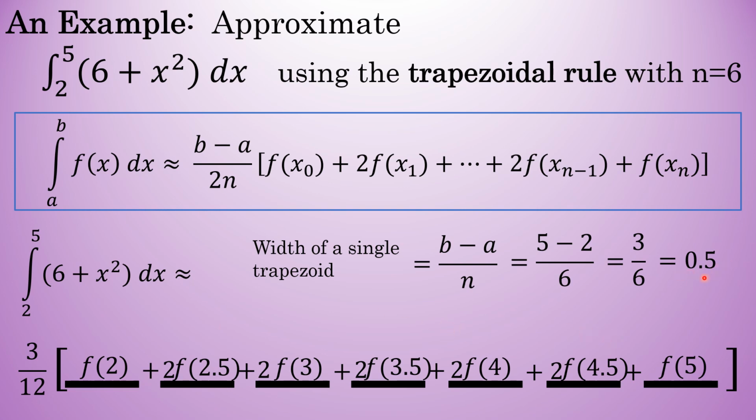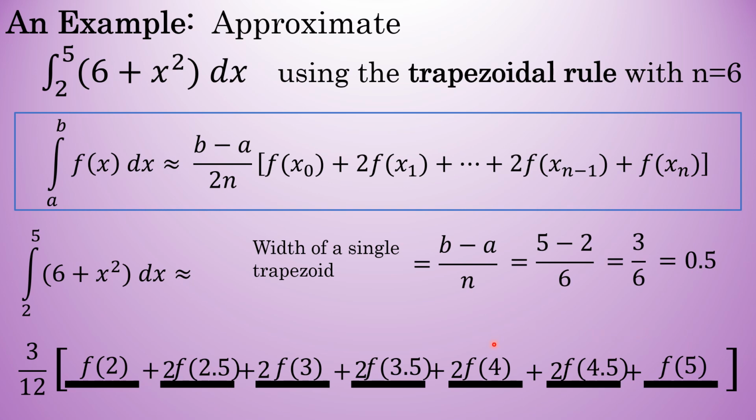And if I've done everything correctly, another 1/2 of a unit above 4.5 will be the ending, the upper bound in this definite integral, 5. You can see that is the case here. So this expression has applied the trapezoidal rule correctly.